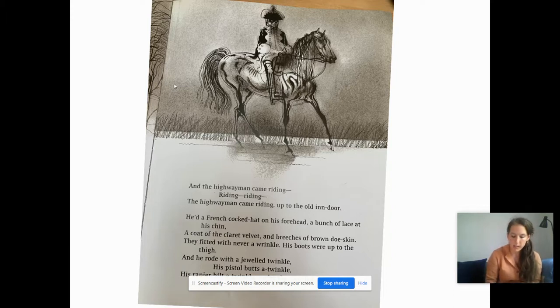He'd a French cocked hat on his forehead, a bunch of lace at his chin, a coat of the claret velvet, and breeches of brown doe skin. They fitted with never a wrinkle. His boots were up to the thigh, and he rode with a jewelled twinkle, his pistol butt a twinkle, his rapier hilt a twinkle, under the jewelled sky.